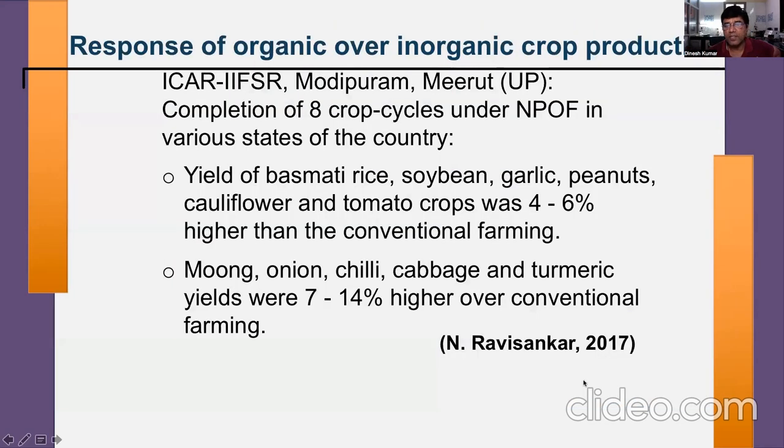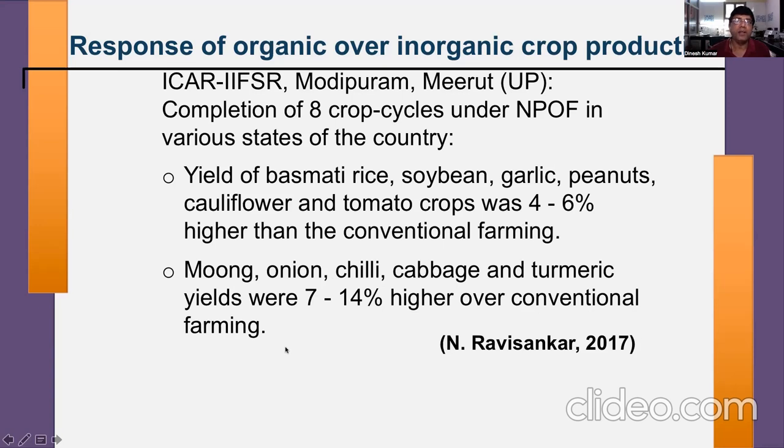So on the next slide, you can see the conclusion of this study. I'm sorry, it is after the 8th cycle: IIFSR, Modipuram, completion of 8 crop cycles under NPOF. So when 8 crop cycles or 8 years were completed, they compiled this data. The yield of basmati rice, soybean, garlic, peanuts, cauliflower, and tomato was 4 to 6% higher than conventional farming. Moong, onion, chili, cabbage, and turmeric yields were 7 to 14% higher over conventional farming.